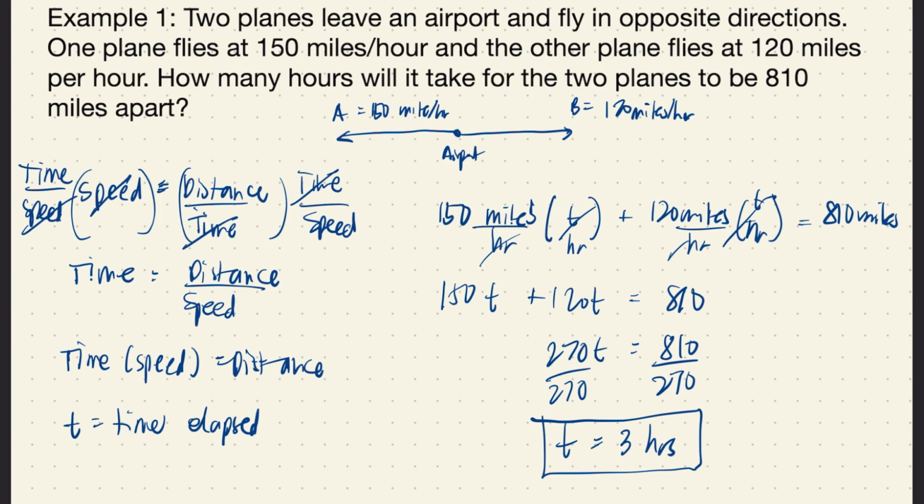So after taking off for 3 hours, both leaving at the same time from the airport, they will reach a distance of 810 miles from plane A to plane B.